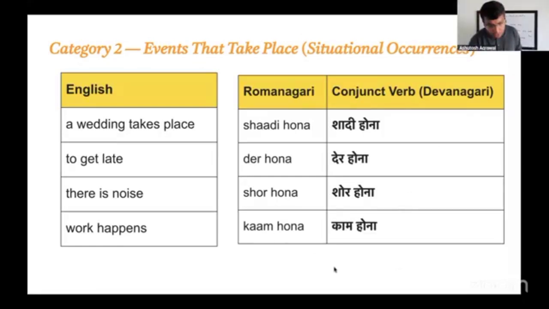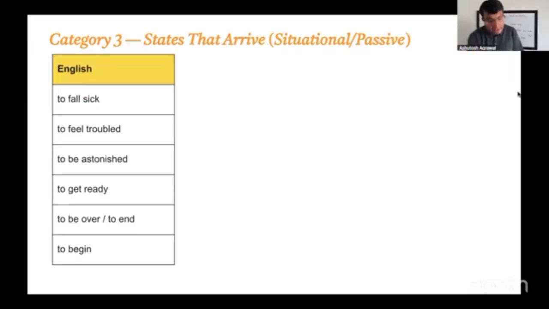My homework exercise for all of you so far: you've done category one, category two. For both of those, I want you to write at least one good sentence for each of the conjunct verbs.